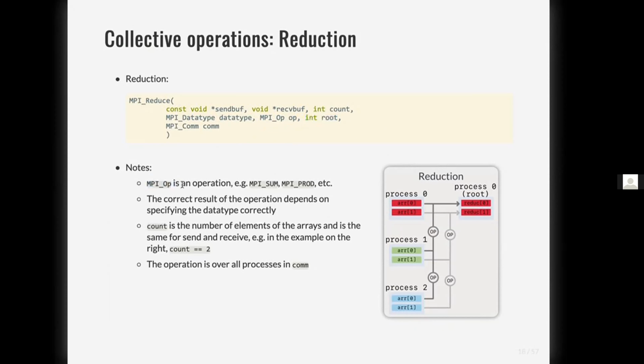So as I said, MPI_Op is an operation. It could be MPI_SUM, MPI_PROD, MPI_OR, etc. You can find the full list in the documentation. And here now, the data type is not only important for specifying the size in bytes that will be sent and received, but the data type is also important because you want the operation to be valid for that data type, right? So if you're going to do a sum and you specify int, but your buffers are double, then you will get the wrong result, right?